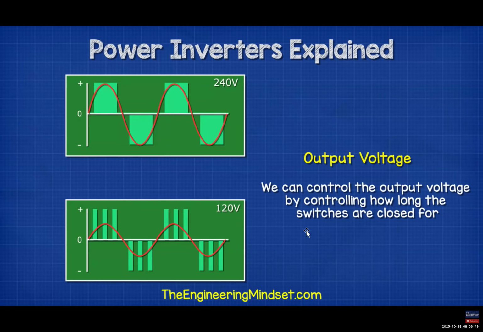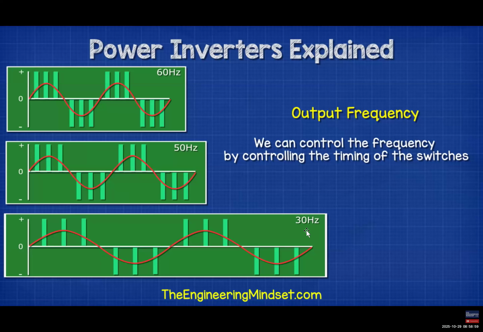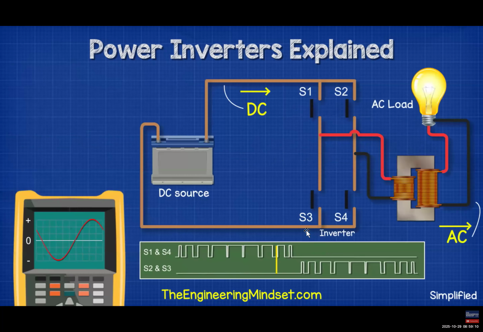So we could, for example, output 240 volts or 120 volts just by trimming the opening and closing times. We can also control the frequency by controlling the timing of the switches. So we could, for example, output 60 Hz, 50 Hz, or 30 Hz, whatever is needed for the application. So that's how we can take a 12-volt DC battery and convert this into a 120 volts or 230 volts AC supply by using some IGBTs, pulse width modulation, and a transformer.